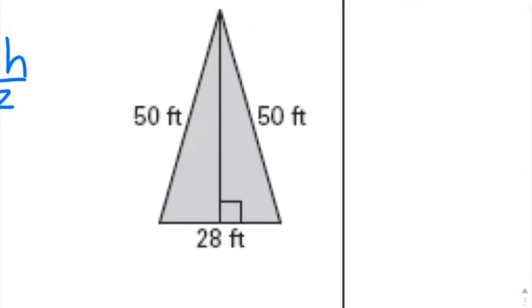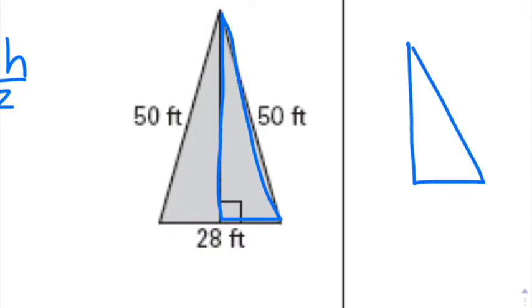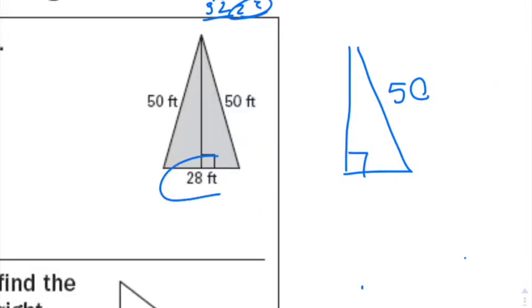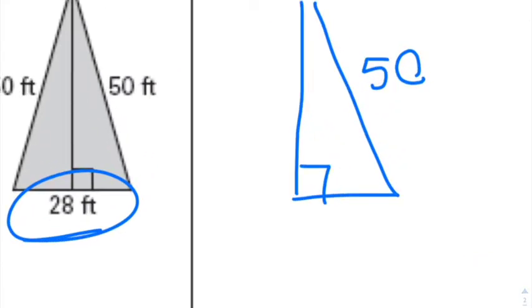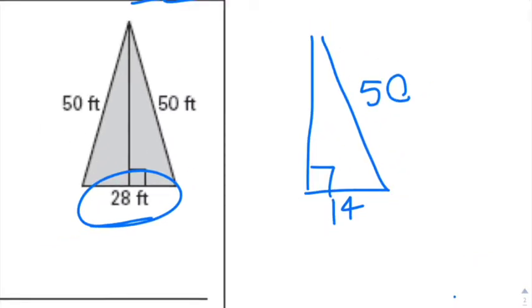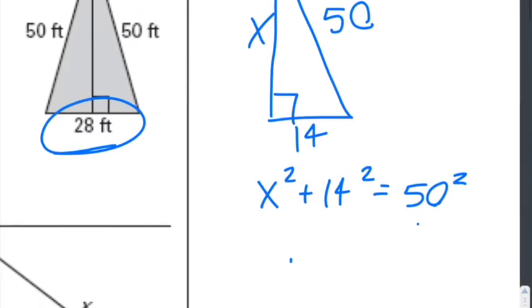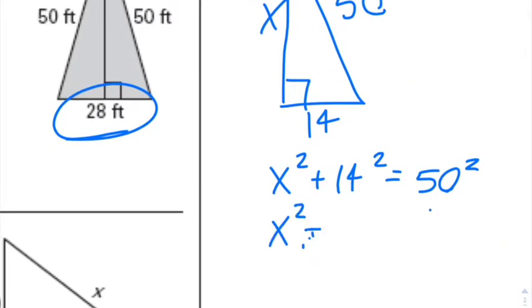So we're actually going to have to use the Pythagorean Theorem again, and I'm going to highlight this triangle that we're going to use. Notice this side here is 50. Now I'm going to take this side right here and divide it by 2. We get 14. We do that so we can find the height of the triangle. We'll call that x. So the Pythagorean Theorem says x squared plus 14 squared equals 50 squared. Then we'll get x squared plus 196, and 50 squared is 2500.